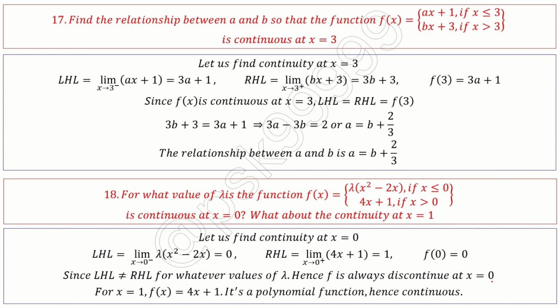Okay, so it is not possible. First of all, whatever is the value of lambda, continuity at x equal to 0 is not possible. And at x equal to 1, what happens? When x equal to 1, f of x definition is 4x plus 1. This is a polynomial function, so it is continuous. Okay, so that's the answer. Next.